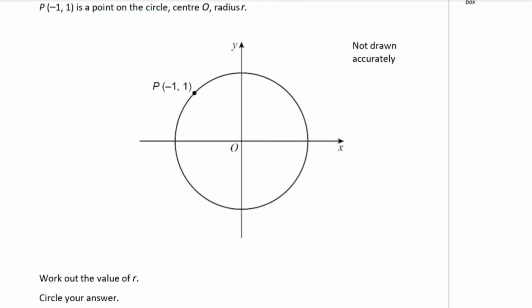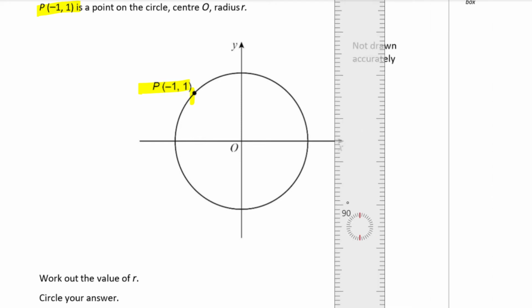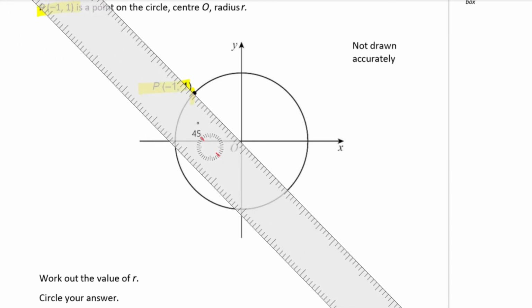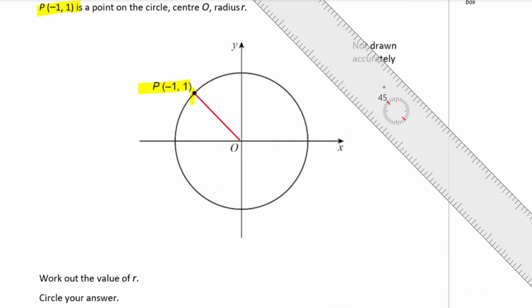Question 20. We're given the point P, which is at (-1, 1), and we're told it's a point on a circle with center the origin and radius r. Here it is on the circle, that point there. We want to work out the value of r, the radius of this circle. I'm going to draw in the radius from the origin to my point P. So basically we're trying to find the length of that line, aren't we?